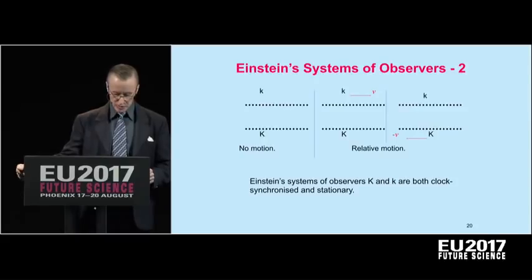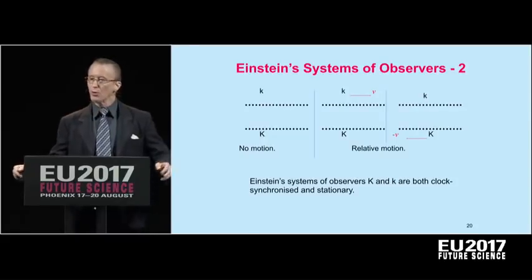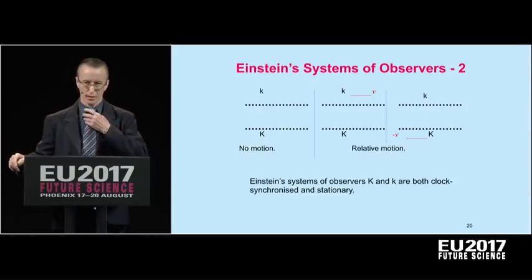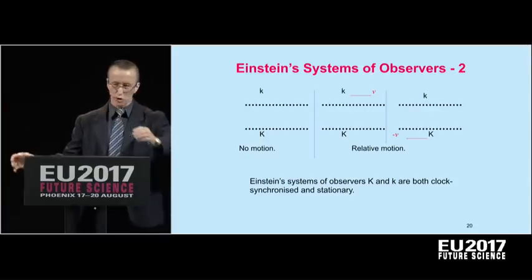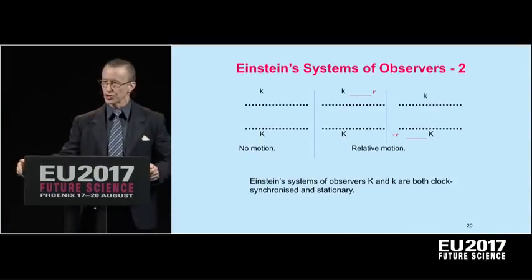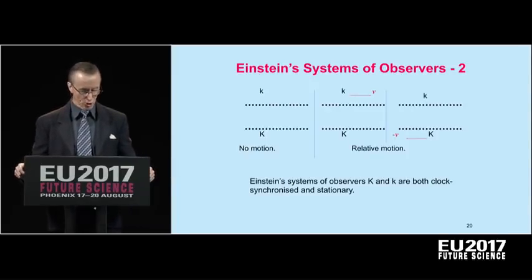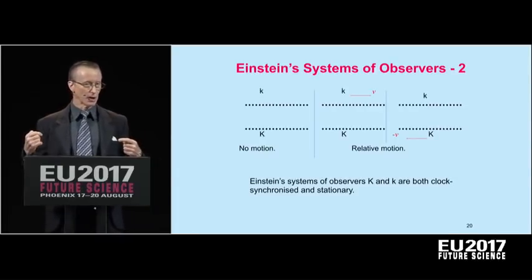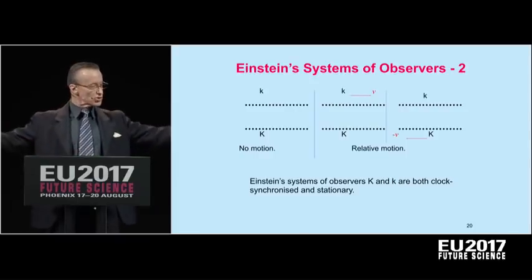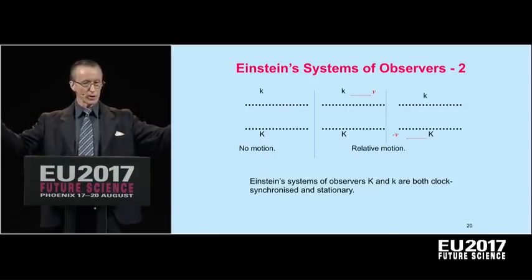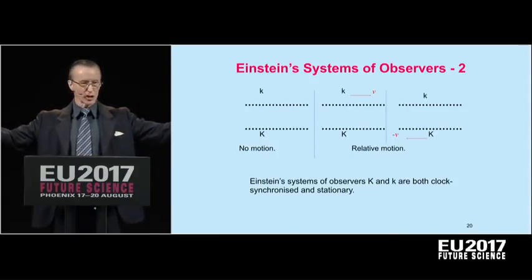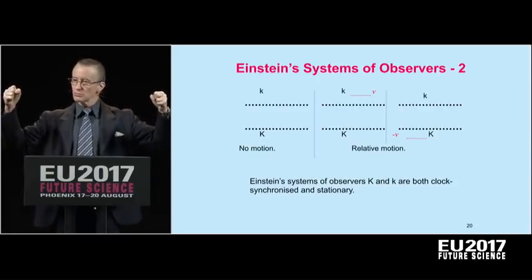Einstein's systems of observers K and k are both clock synchronized and stationary within their systems, right? They are not clock synchronized and stationary with respect to one another, because one system is moving with respect to the other one, so it's not stationary. But if you're in one of those systems, all your points are stationary and all your clocks are synchronized. So if you're the one in little k and I'm the one in big K, all my clocks are synchronized and all the points on the x-axis are stationary. And in your system, all your points on the xi-axis are stationary and all your times Tor are synchronized.